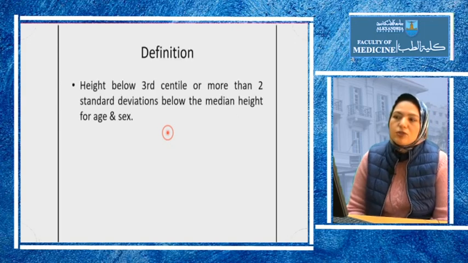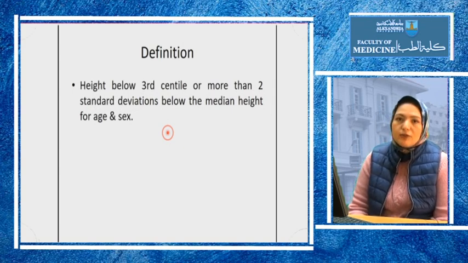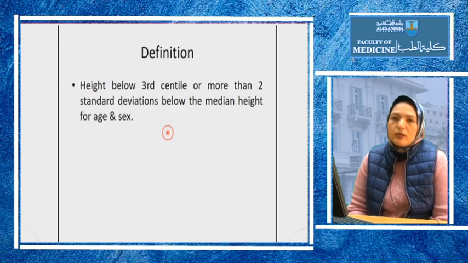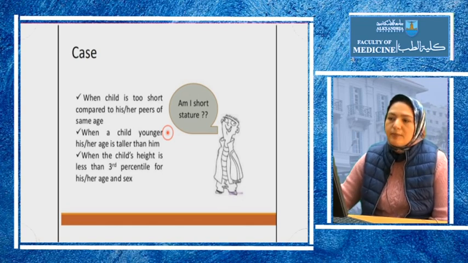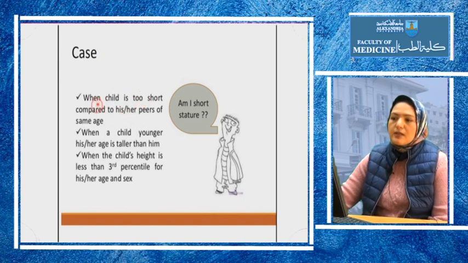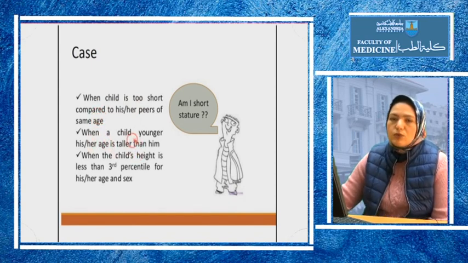First of all, we would like to know what the definition of short stature is. It means that the height of the child is below the third percentile, or more than 2 standard deviations below the median for age and gender. Usually the patient presents complaining that he is too short compared to his colleagues or peers of the same age, or that a child younger than him is taller than him, or, as we mentioned before, that the height of the child is less than the third percentile for his age and gender.